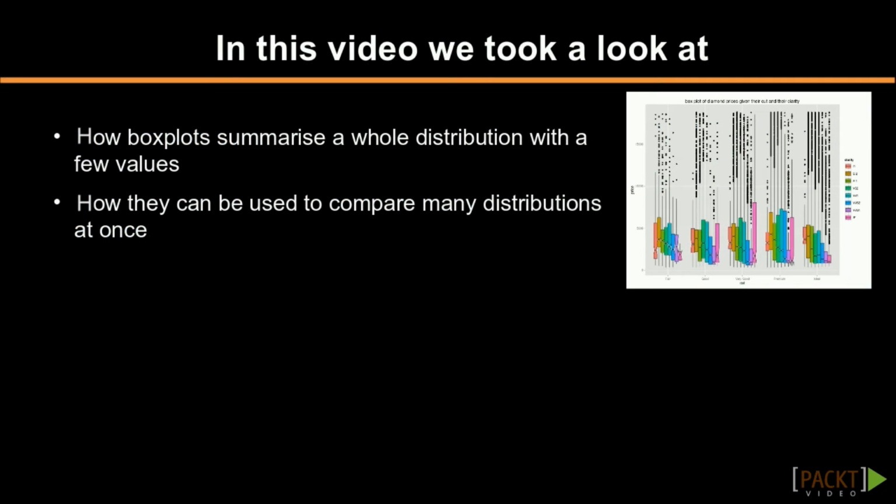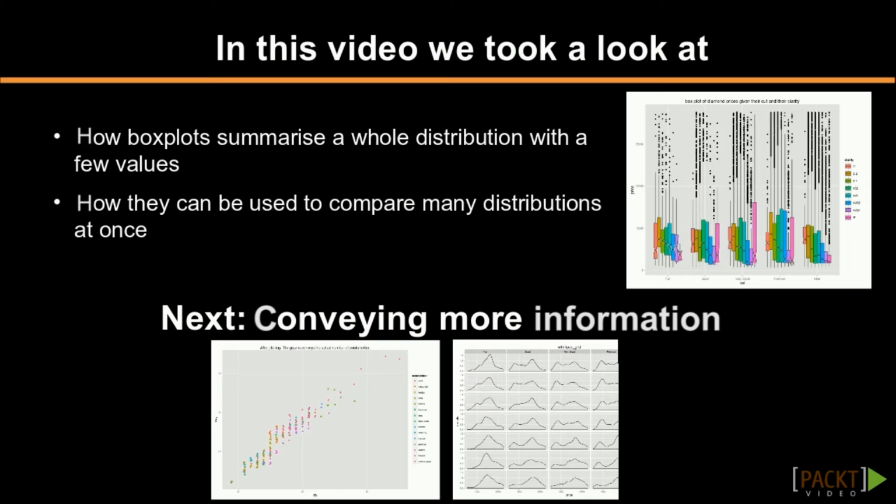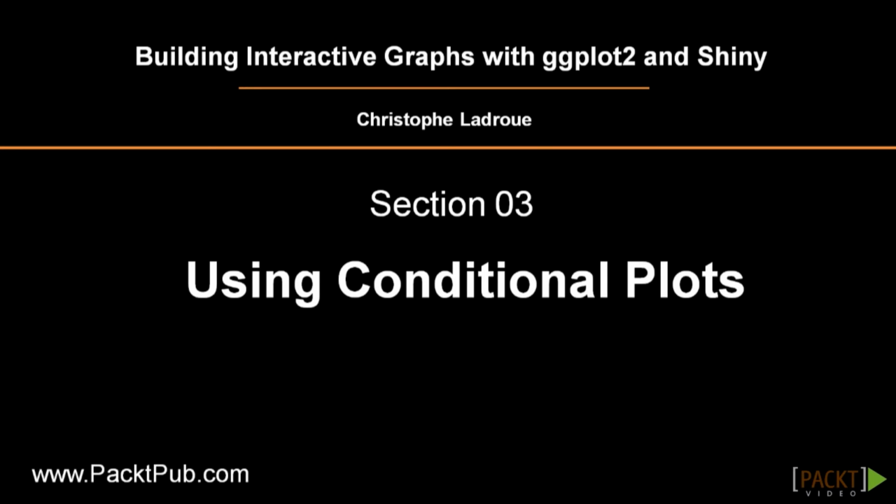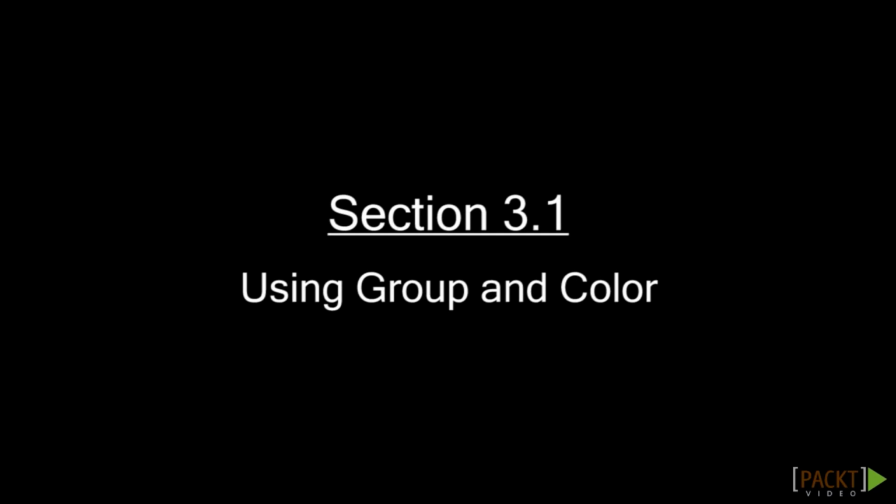We've seen how to use box plots to summarize and compare multiple distributions. In the next section, we will see how to use group and color and other aesthetics for conveying more information in a graph. In this section, we will see how to use more aesthetics to add extra information to a graph. In this video, we understand about the group and color aesthetics.